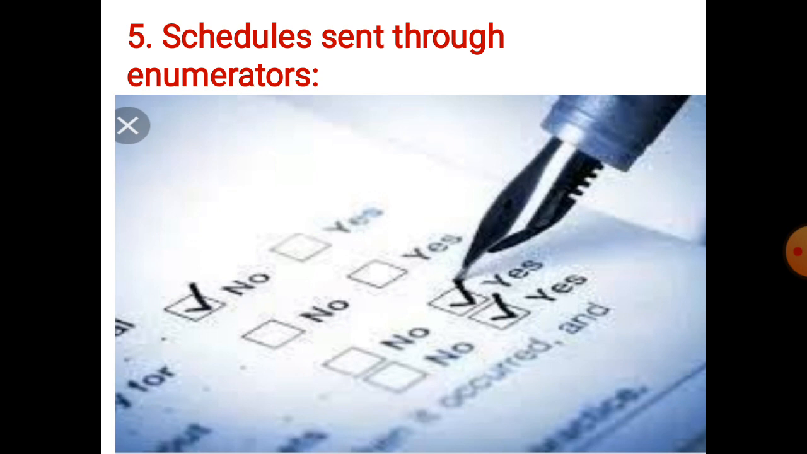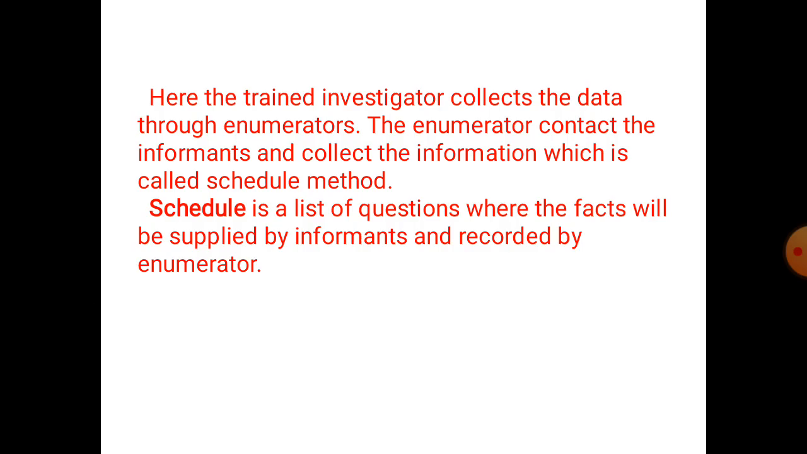And the last method of collection of primary data is schedules sent through enumerators. It is a widely used method of collection of primary data. A number of enumerators are selected and trained for this purpose. Here, the trained investigators collect the data through enumerators. The enumerators contact the informants and collect the information, which is called the schedule method. Who are these enumerators? Enumerators are the persons who collect the information for the investigator.